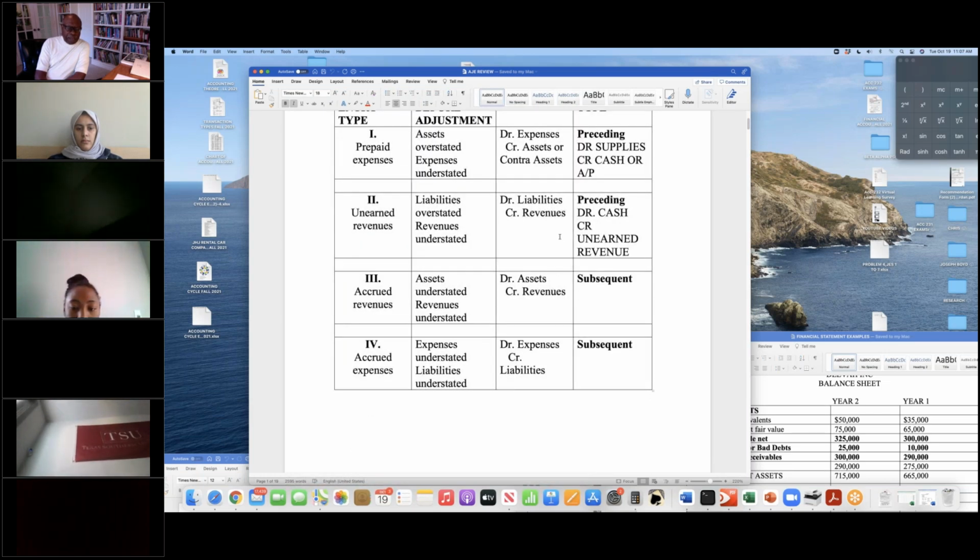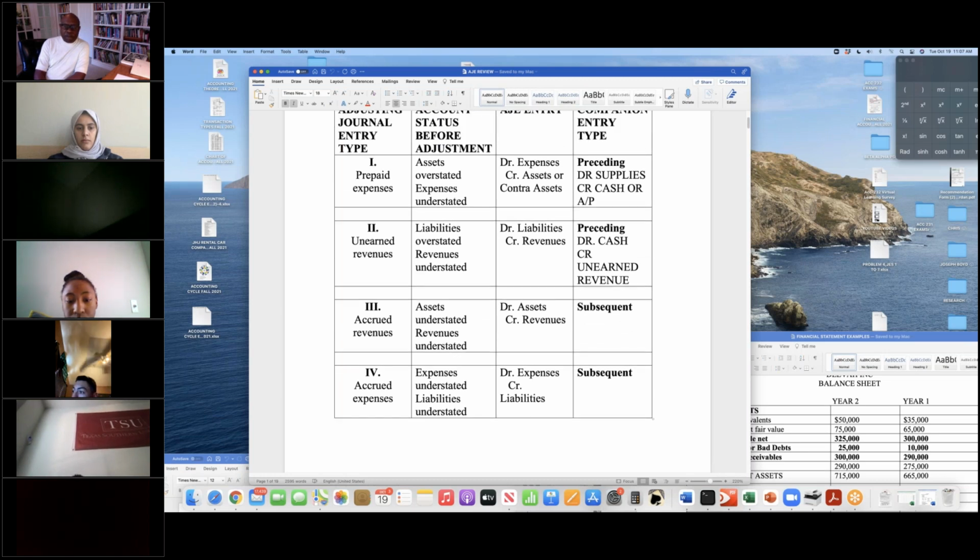We're going to quickly look at examples of types 1 and 2. Then we're going to go on to types 3 and 4. Your informal quiz today is going to be to make these subsequent entries. You're going to fill this in. Does everyone have this insert? You should have it in course content. So your job, Ms. Nichols, is to make this journal entry here.